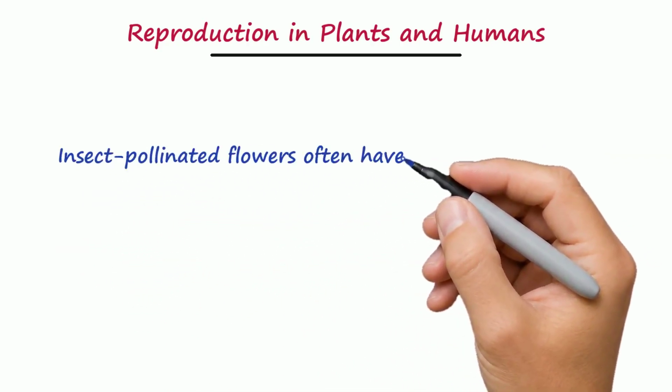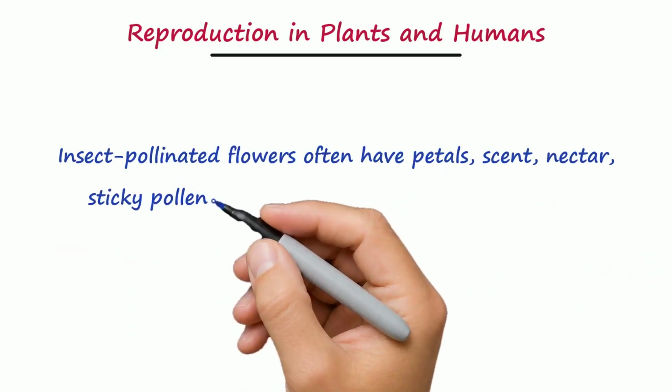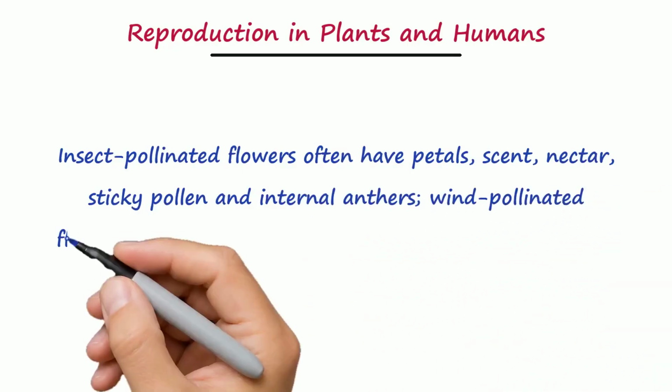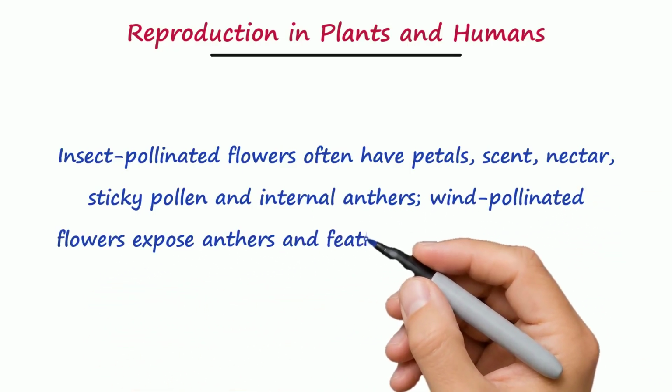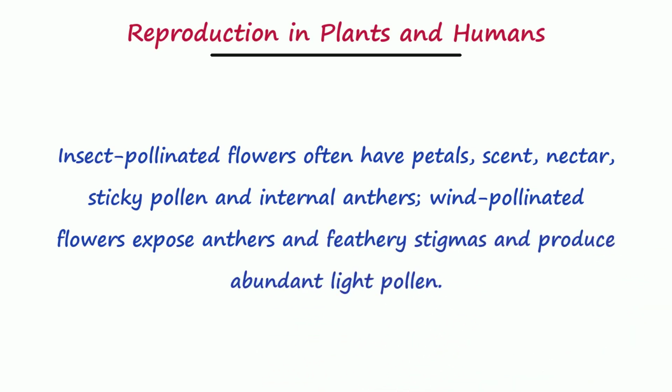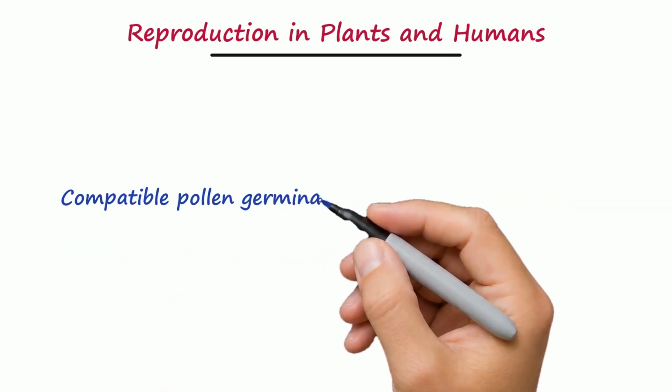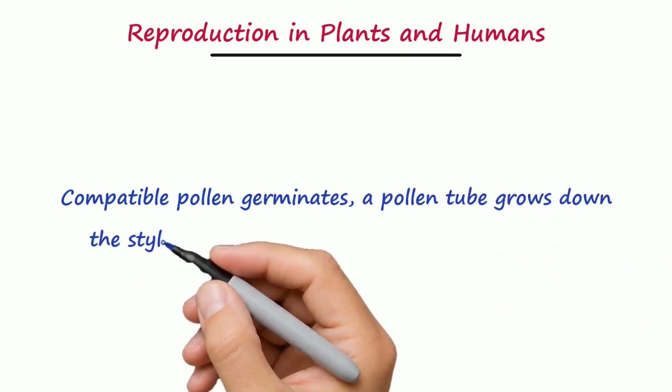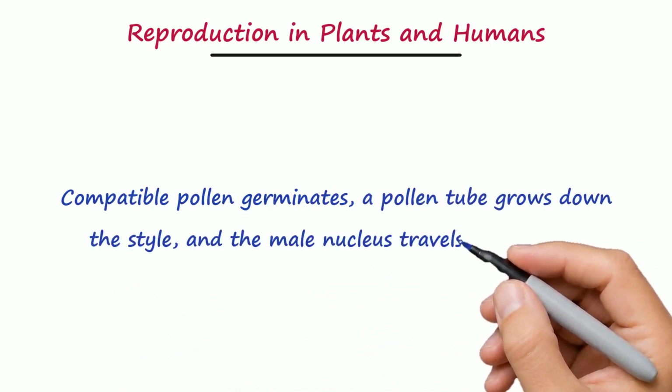Insect-pollinated flowers often have petals, scent, nectar, sticky pollen, and internal anthers. Wind-pollinated flowers expose anthers and feathery stigmas and produce abundant light pollen. Compatible pollen germinates. A pollen tube grows down the style, and the male nucleus travels to an ovule.